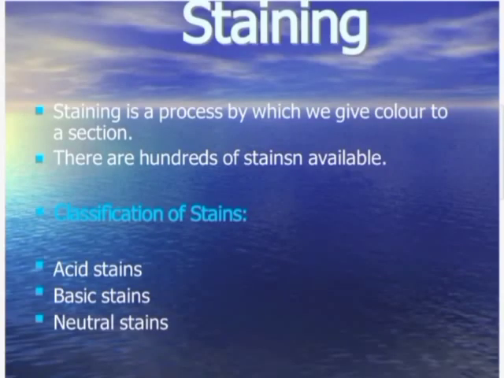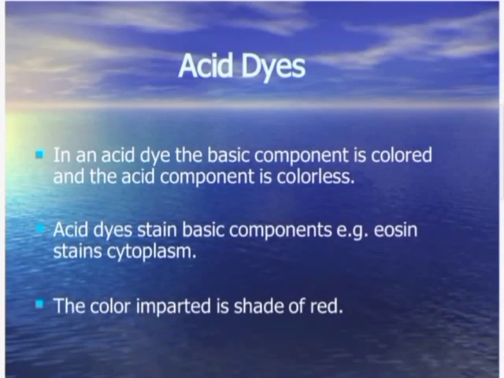Let's talk about staining. I have told you last time about the acid and basic stains. Staining is a process by which we give color to a section, and there are hundreds of stains available, but we can classify the stains into acid stains, basic stains, and neutral stains. Acid dyes: in an acid dye, the basic component is colored and the acid component is colorless. Acid dyes stain basic components. For example, eosin stains the cytoplasm.